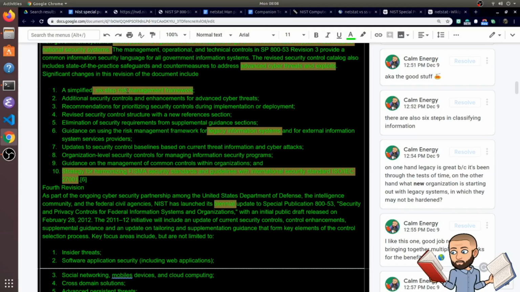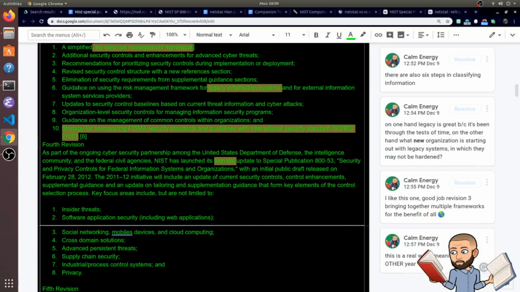And I thought that was interesting that there happens to be 6 steps when you want to classify information. I just created a video on that. But to focus, let's go down to number 6 here. Guidance on using the risk management framework for legacy information systems and for external information system service providers.